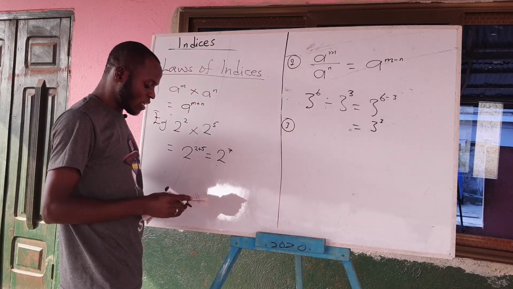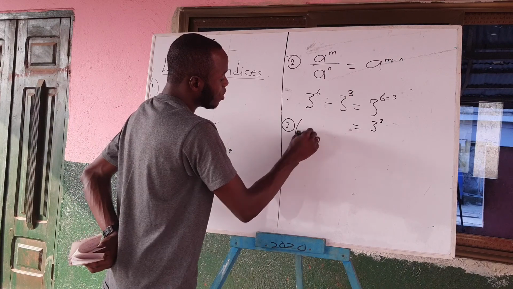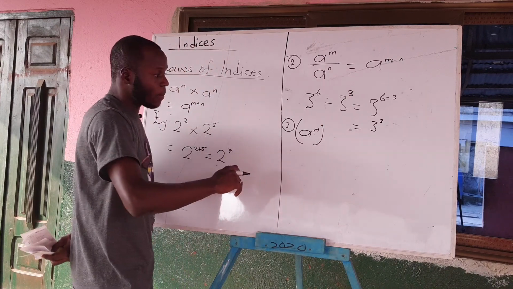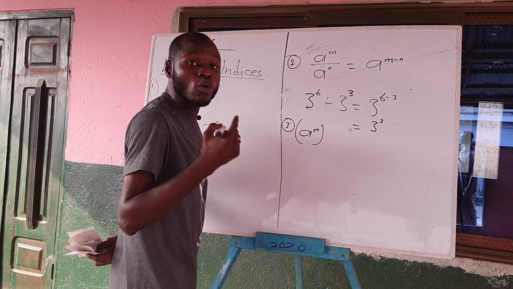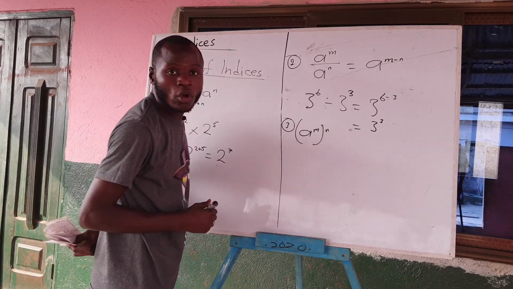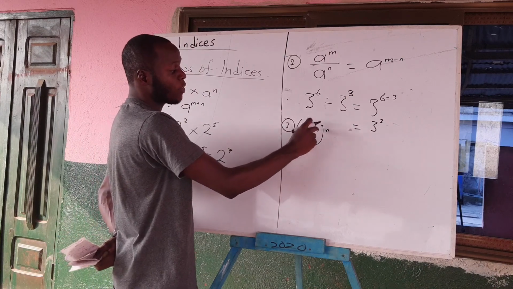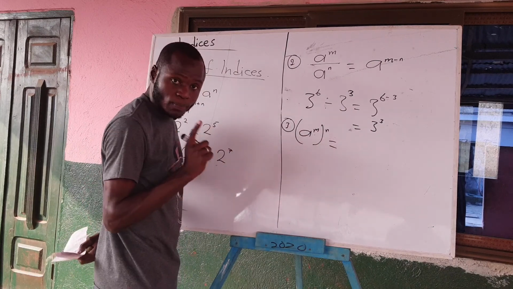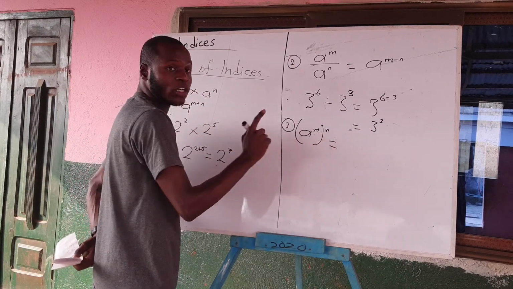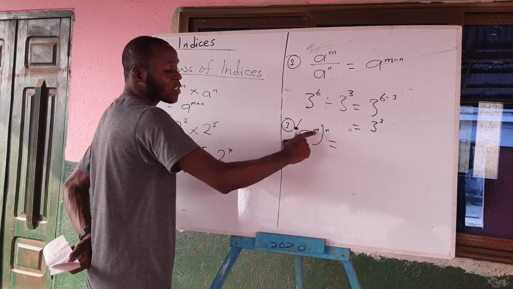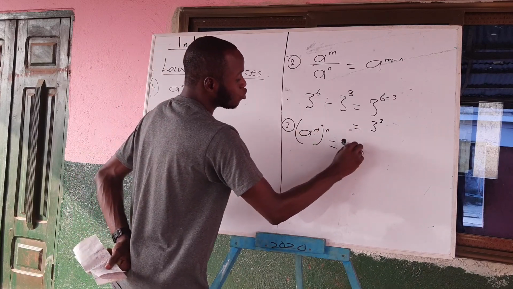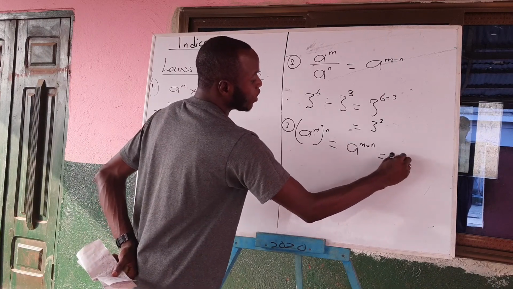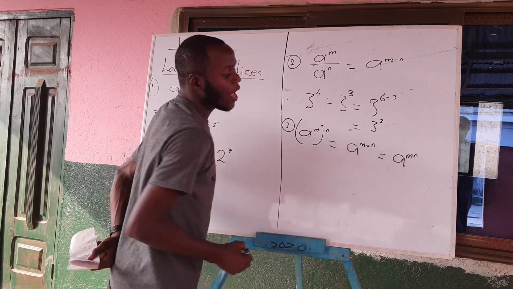The third rule says that when you have a certain base raised to the power a certain value, and then all of it, put in a bracket, is also raised to the power another value, so we have a raised to the power m in brackets raised to the power n, the powers multiply each other, because the one outside the bracket comes inside and multiplies the power inside the bracket. So we have m multiplying n, and the answer will be a raised to the power mn.